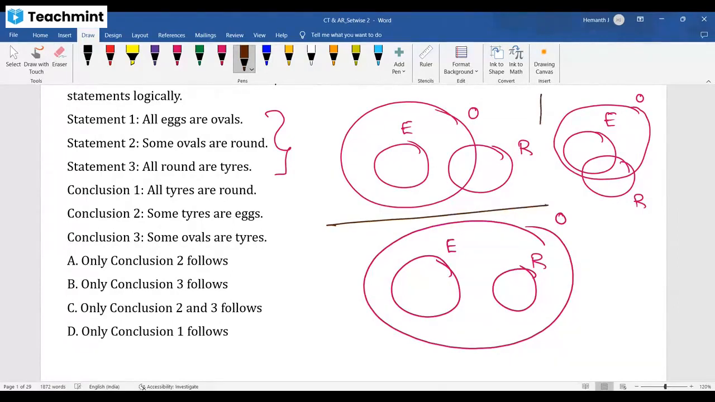After that, I'll see the conclusions. This is what you can do in the exam. Conclusion one: all ties are rounds. Sorry, there is one more thing: all rounds are ties. Now, all ties are rounds? First one fails. Some ties are eggs? Second one fails. Some ovals are ties? Third one true.